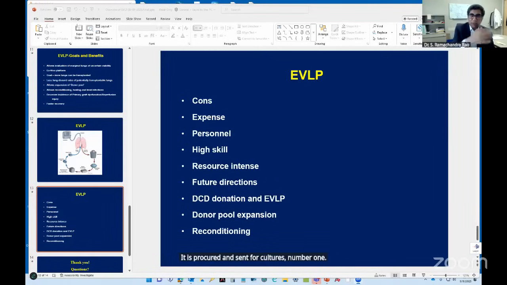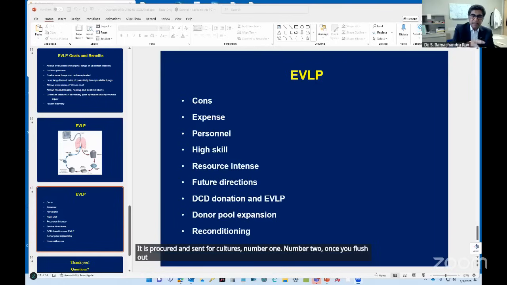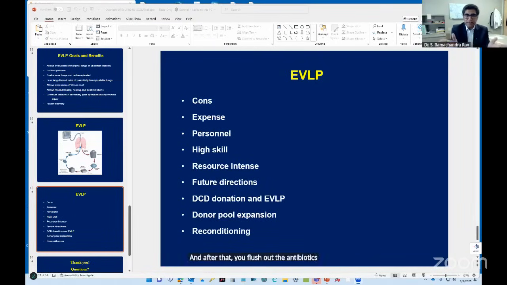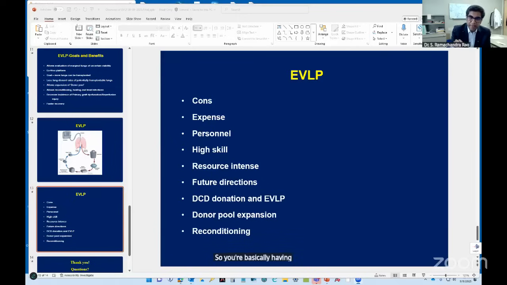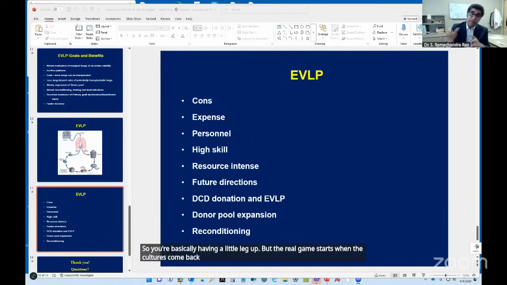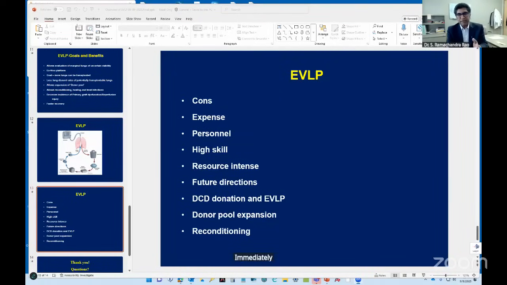Number two, once you flush out the Steen and you're incorporating your antibiotics, and after that, you flush out the antibiotics, because some of the antibiotics do get outside the vascular tree into the tissues. So you're basically having a little leg up, but the real game starts when the cultures come back and the lungs are sewn in, and you don't treat anything differently than what you normally do immediately intra-op and post-op for that recipient.